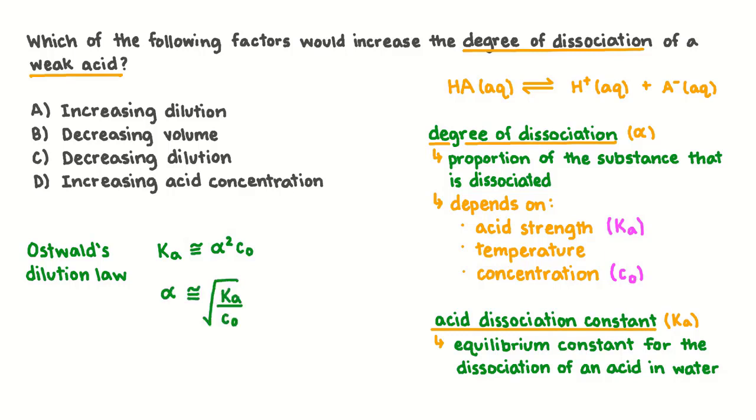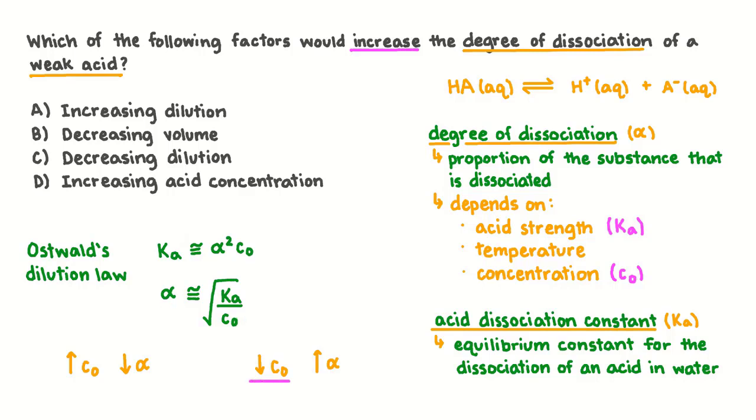This can be rearranged to solve for the degree of dissociation. Here we can see that the degree of dissociation is inversely proportional to the square root of the acid concentration. Thus, increasing the concentration will decrease the degree of dissociation, and decreasing the concentration will increase the degree of dissociation. We want to determine which factor would cause the degree of dissociation to increase, so we need to determine which factor would cause the concentration to decrease.